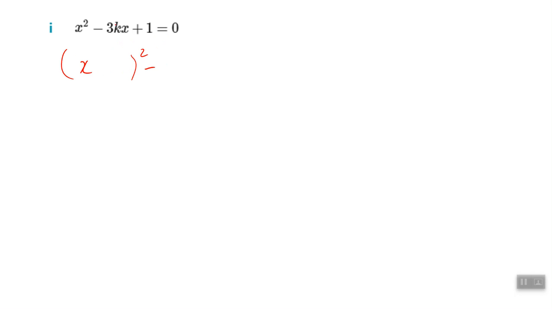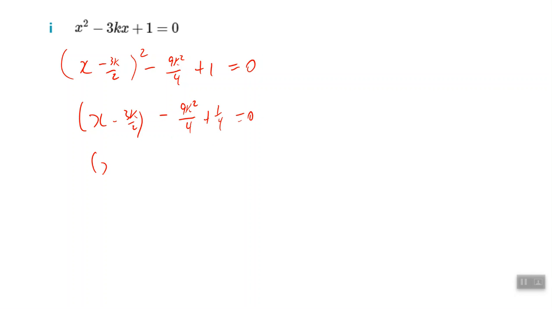Okay, so I'm going to have the negative 3k. So that's negative 3k over 2. Square it, so that's 9k squared over 4. And you copy the constant term, so plus 1 equals 0. Okay, so all you have to do is combine these two numbers as one single fraction. So if I make the 1 over 4, so I get negative 9k squared over 4 plus 1 over 4 equals 0.